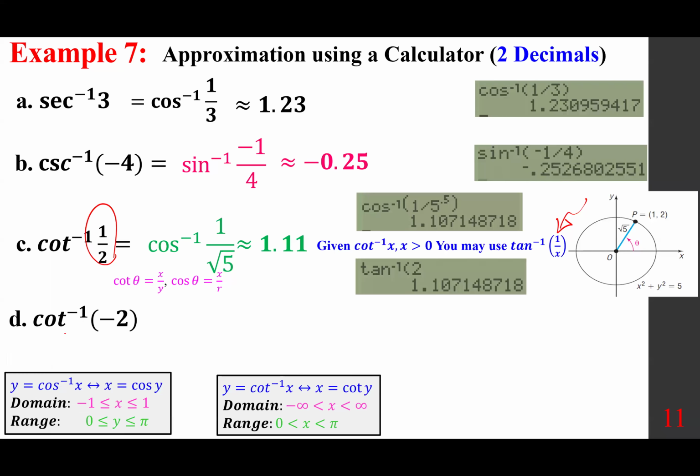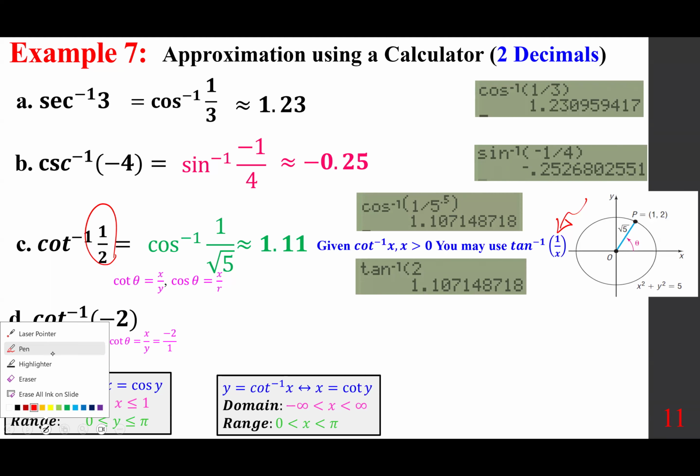If this is equal to theta, that means cotangent theta is -2, which is x over y, -2 over 1. How do we know x is negative and not y? Because if cotangent is negative, from 0 to pi it must be in the second quadrant. In the second quadrant, x is negative.